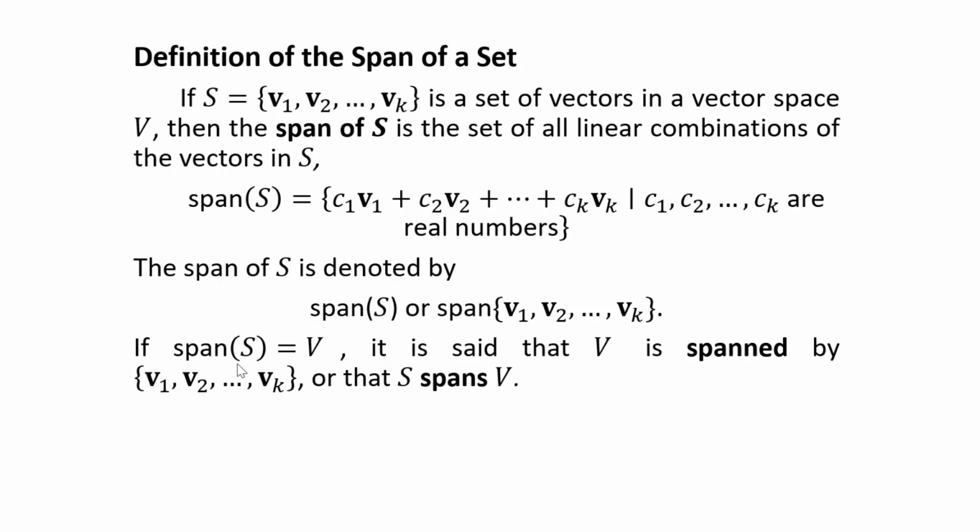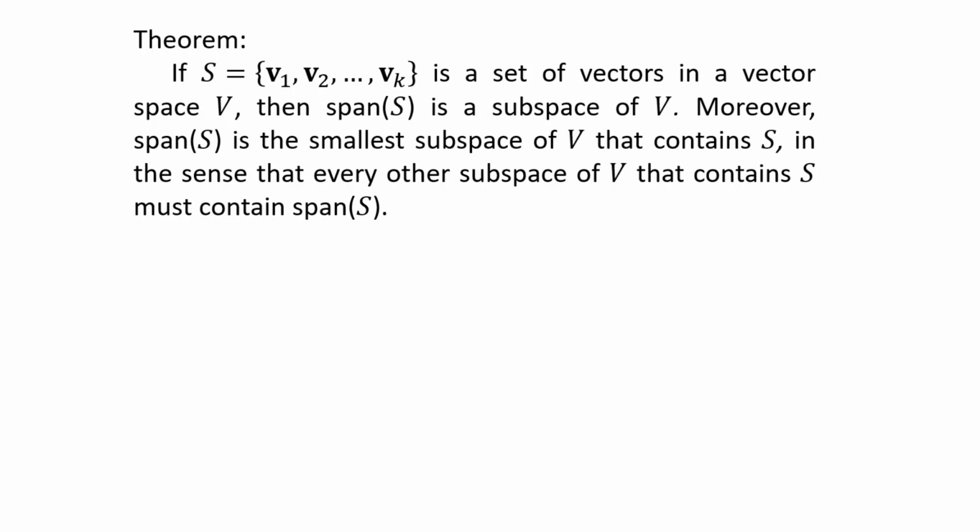If we say that span of S is equal to V, this means that all vectors in V are linear combinations of the vectors in S. So again, we say that S spans V. Now we have a theorem which states that span of S is a subspace of V. So if S is a set of vectors in a vector space V, then span of S is a subspace of V. Moreover, span of S is the smallest subspace of V that contains S, in the sense that every other subspace of V that contains S must contain the span of S.